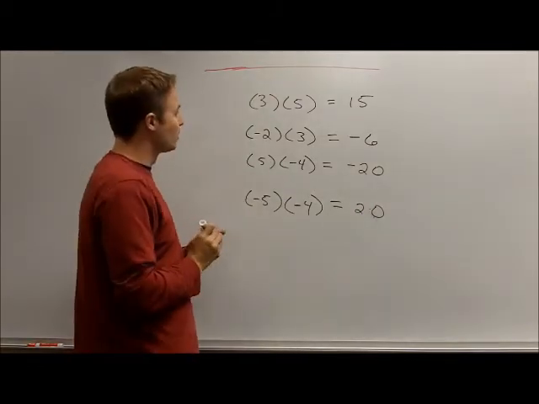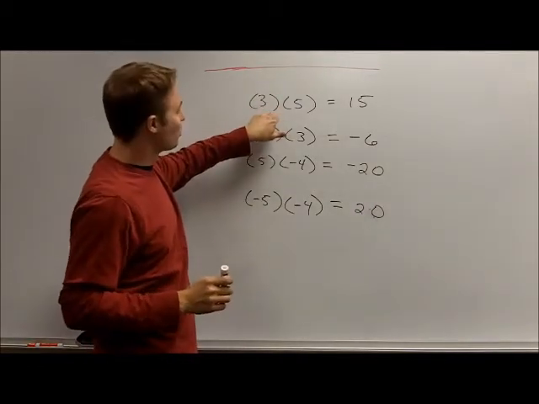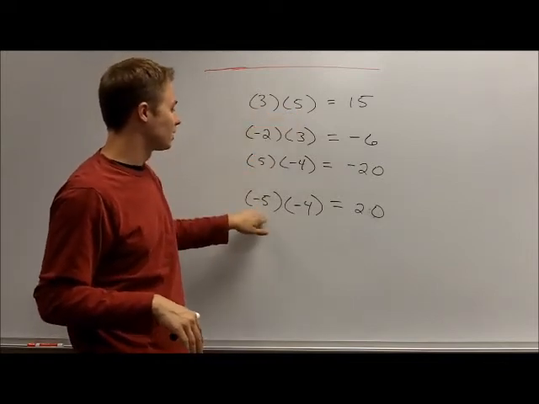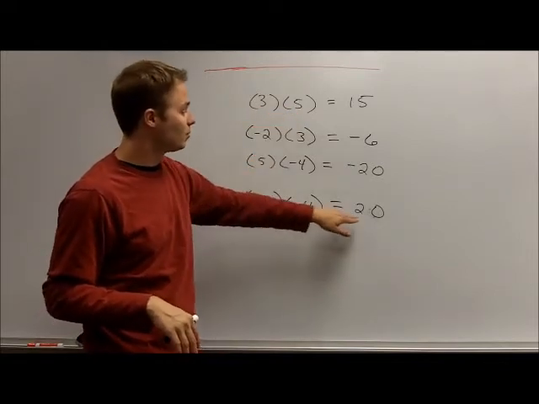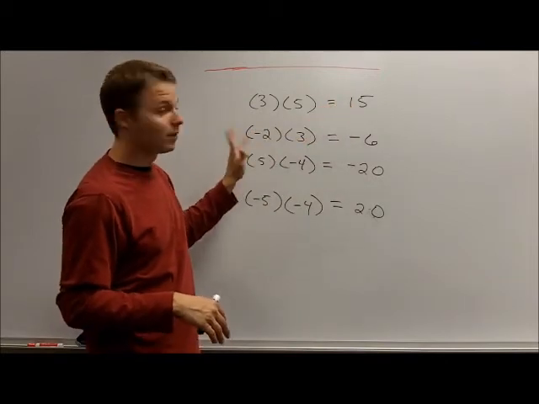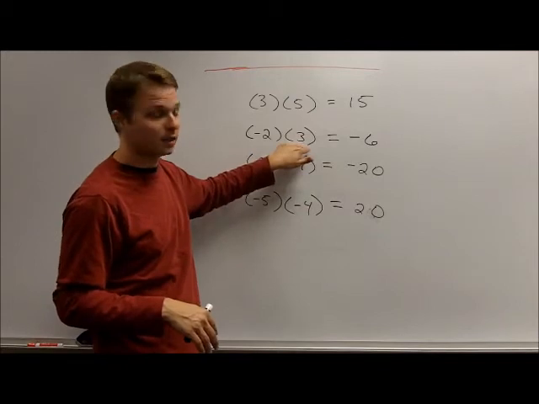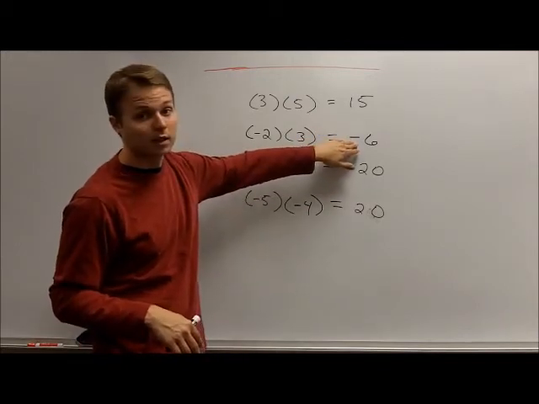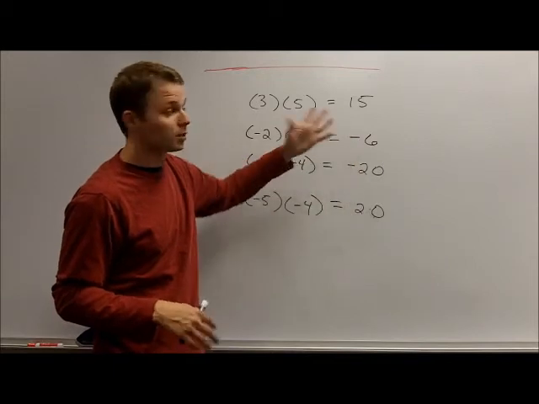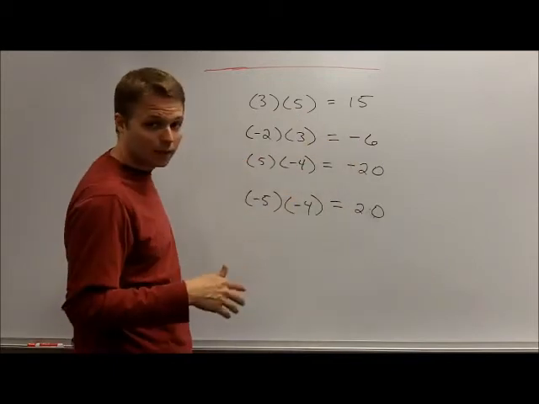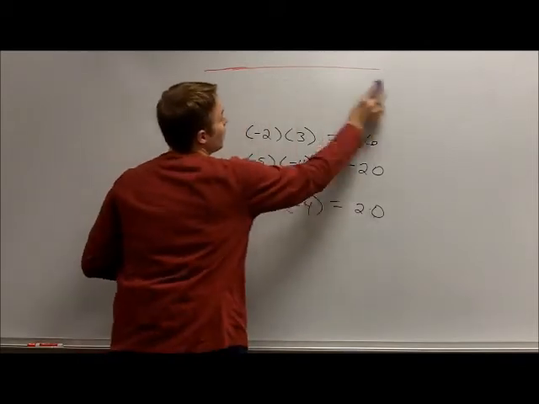So if you want a really simple way to remember it, anytime that you multiply two numbers together that have the same sign, so a positive and a positive, or a negative and a negative, you'll get positive answers. Anytime you multiply two numbers together that have different signs, so a negative and a positive, or a positive and a negative, then you will end up getting negative numbers. So kind of a quick way to always remember that. Now this works the same way for division.